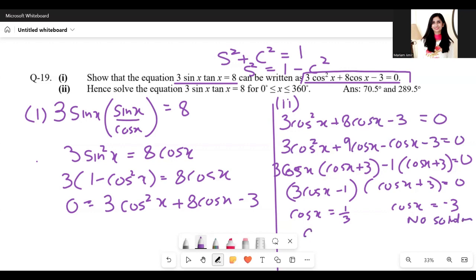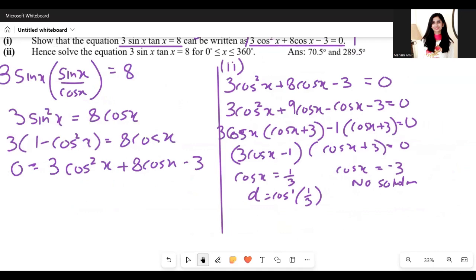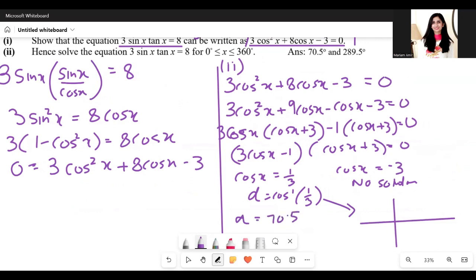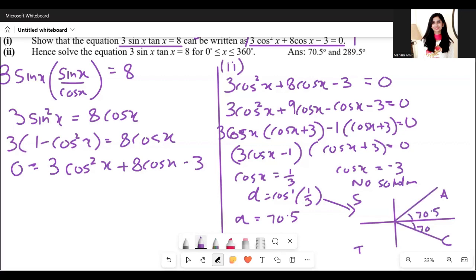For this one, we find the absolute angle first, which would be cos⁻¹(1/3), which comes out to be 70.5. So we're going to plot it. Absolute angle is 70.5, and cos is positive in the first quadrant and the last quadrant. So 70.5 and 70.5 here as well. So we're getting two solutions.